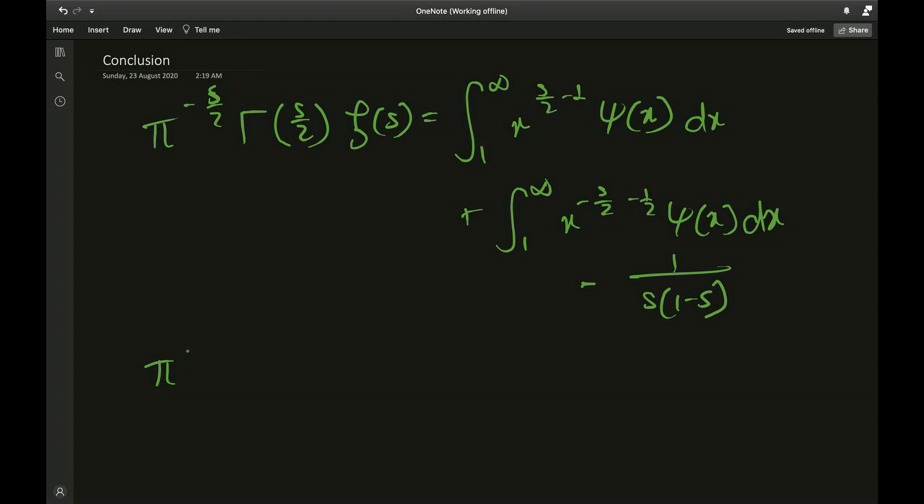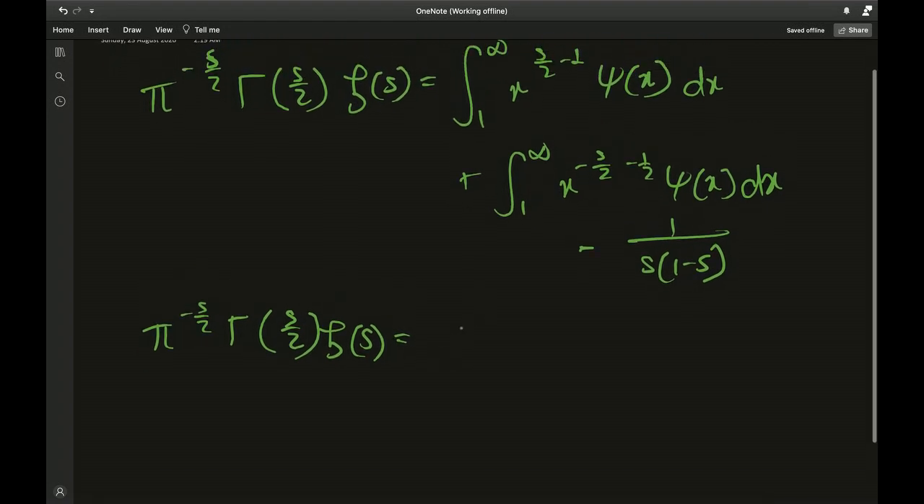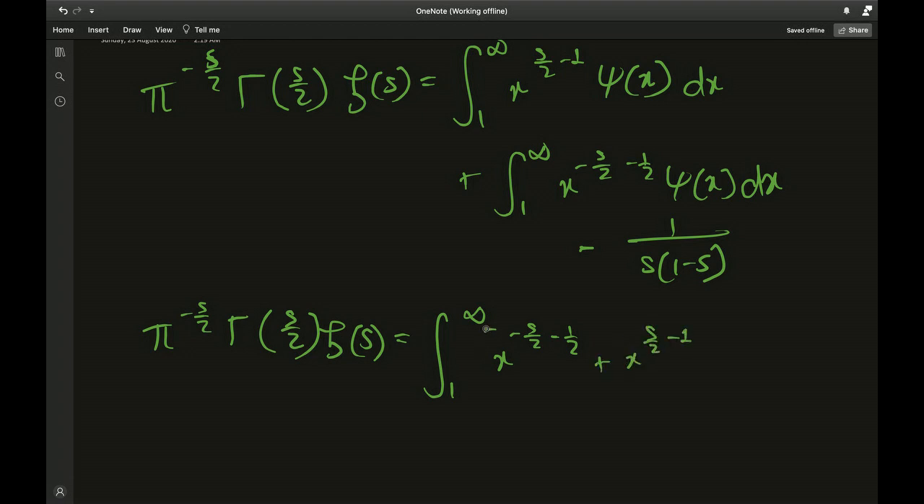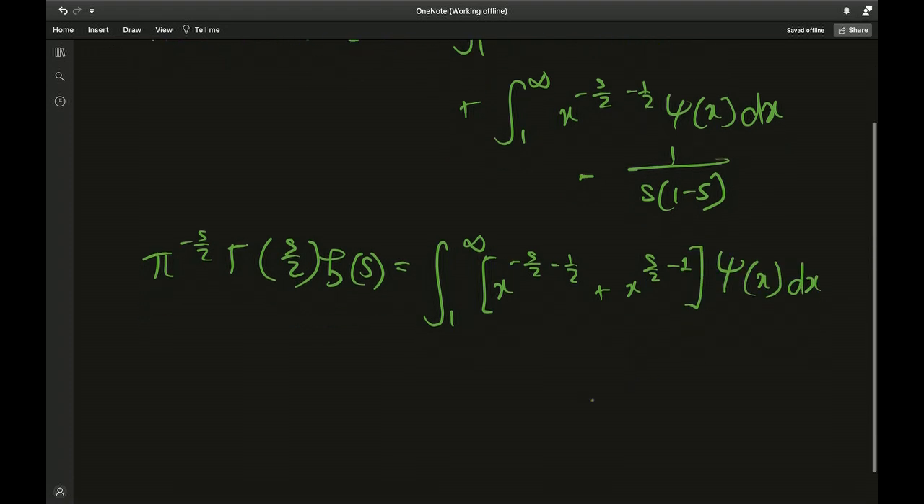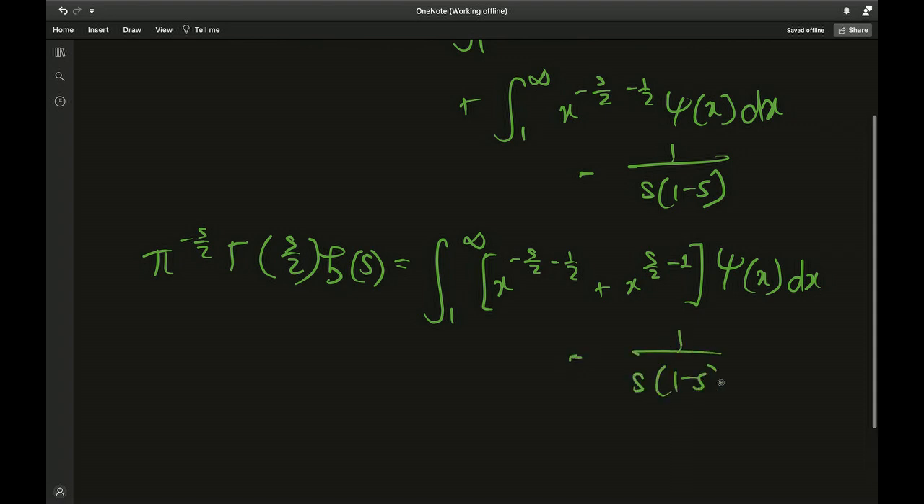Now just simplify a little bit, clean it up a little bit. We can take these integrals to have a common psi. So x to the negative s over 2 minus half plus x to the s over 2 minus 1, which have a common factor of psi of x dx minus 1 over s times 1 minus s.